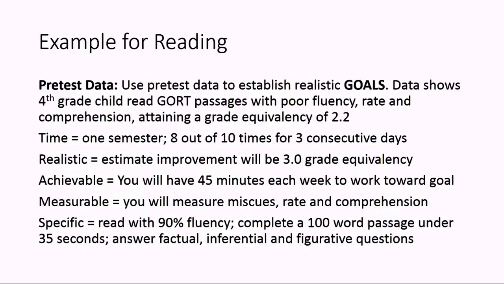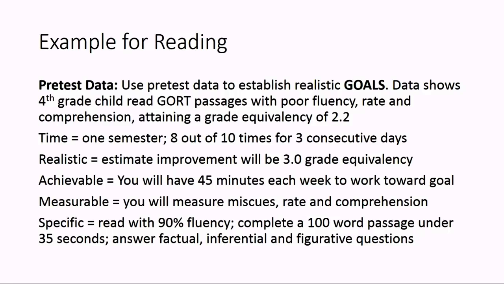Here's an example goal for reading. Here's the pretest data. Use the pretest data to establish realistic goals. Data shows that a 4th grade child read the Gort passages with poor fluency rate and comprehension, attaining a grade equivalency of 2.2. So he's about 2 grade levels below his actual level. Time is going to be 1 semester, or you could have 8 out of 10 times for 3 consecutive days. Needs to be realistic. So we're going to estimate that he should improve to a 3.0 grade point equivalency.